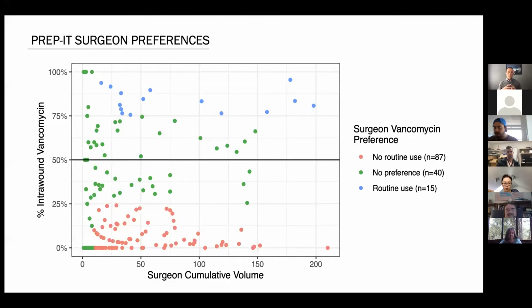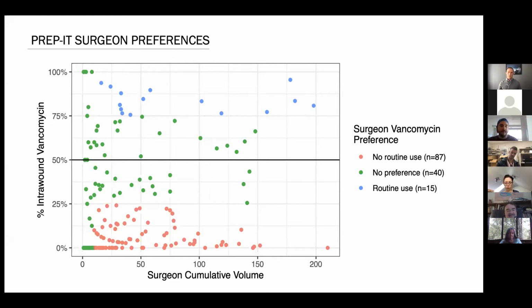We've looked at the PREPA data that we have to date, and we see this nice polarization occur similar to what Kanu demonstrated in his JAMA publication. So, there's this green group of surgeons in the middle that kind of volley back and forth between using Vanco and not using Vanco. But you do have also a nice distribution.